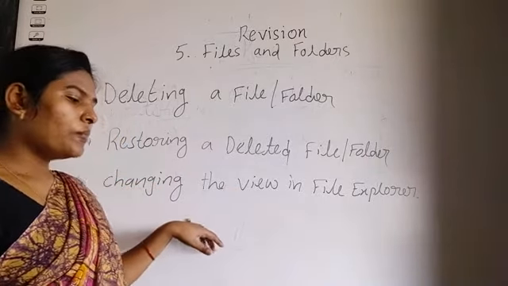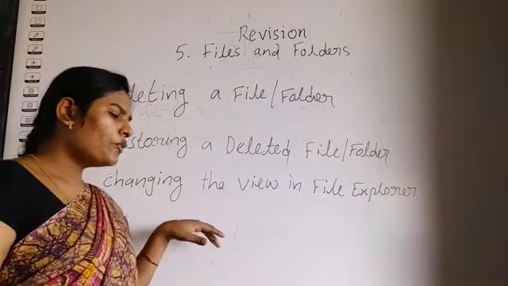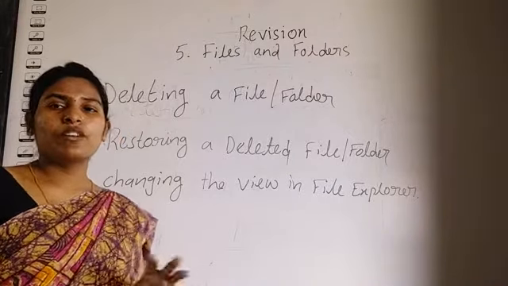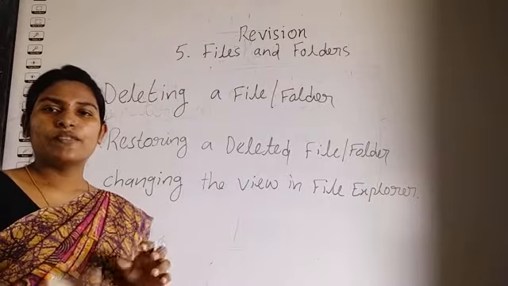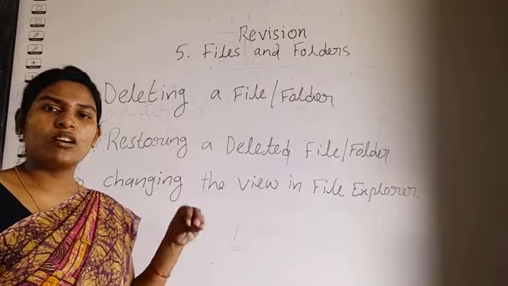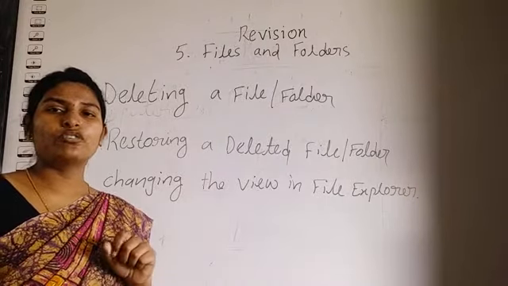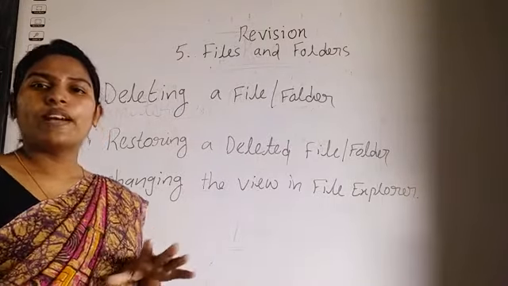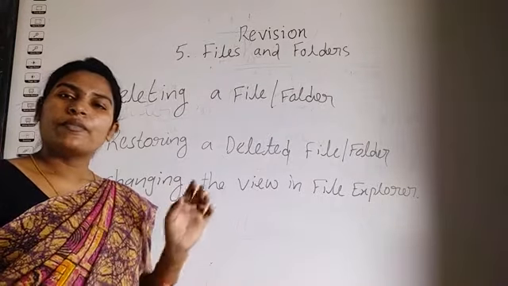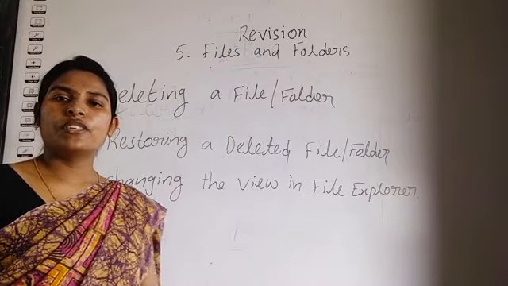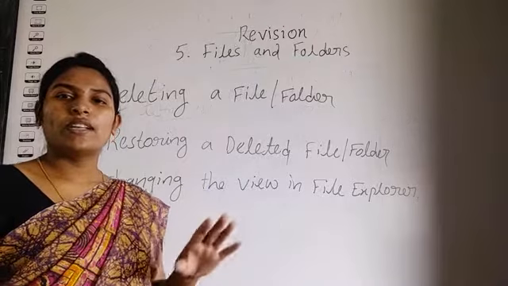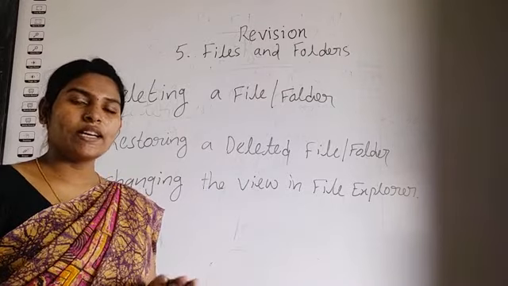How to change? Open the folder containing the files for which you want to change the view. First we have to open the folder. How do we open it? Open File Explorer, and from the navigation pane, click any one folder whose icons you want to change. After that, you can see everything in the content pane.